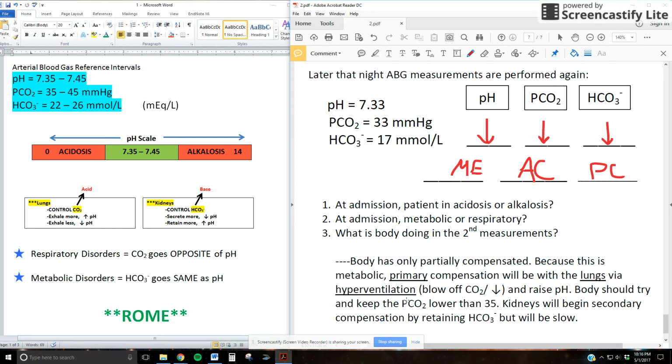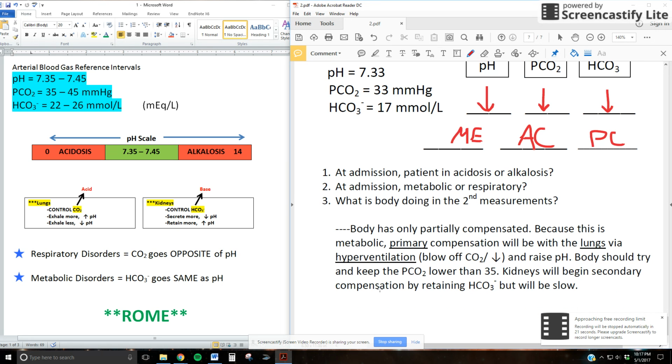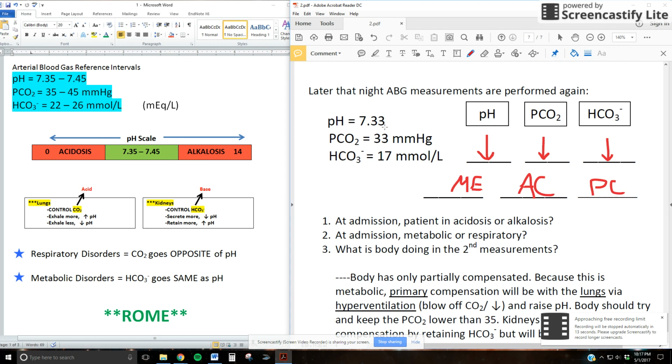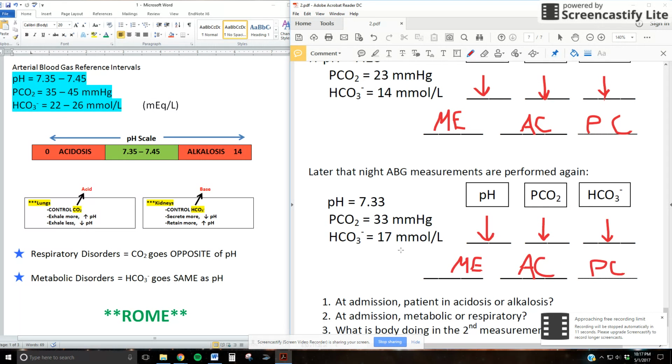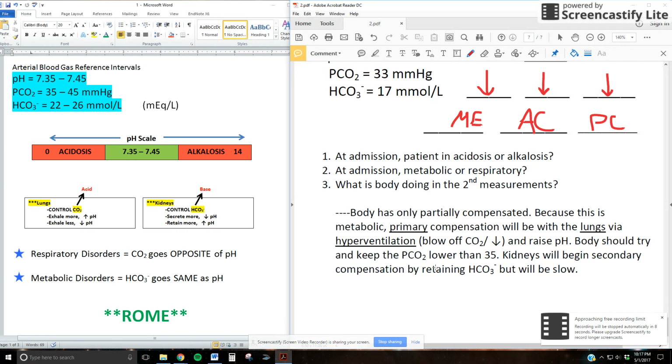Technically, the body should try to keep the PCO2 lower than 35. And so we still see this, that's good. 33, it's closer to 35, but it's still lower. That's what we would expect. Now the kidneys, you remember the kidneys are slow. The kidneys will begin secondary compensation by retaining bicarbonate, but it will be slow. And so we see that they're trying to increase this level of bicarbonate. It's happening, but it still isn't there yet.